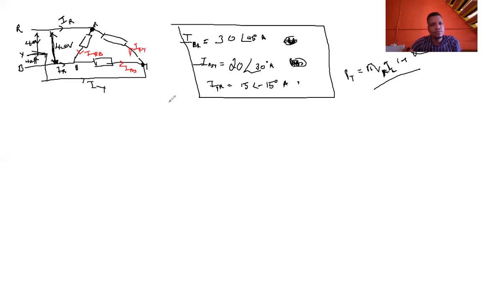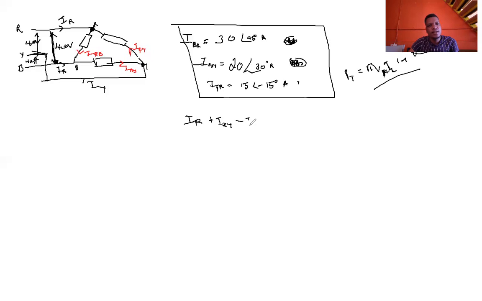So let's calculate the line quantities, just for the sake of interest. Let's see what happens. So the line quantities, if you take KCL about node R, you will see that the ones that are feeding into the node are IR and IRY.